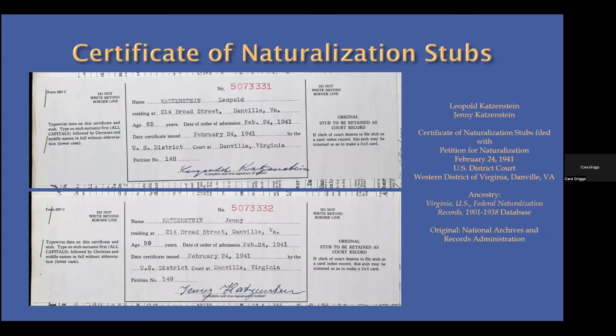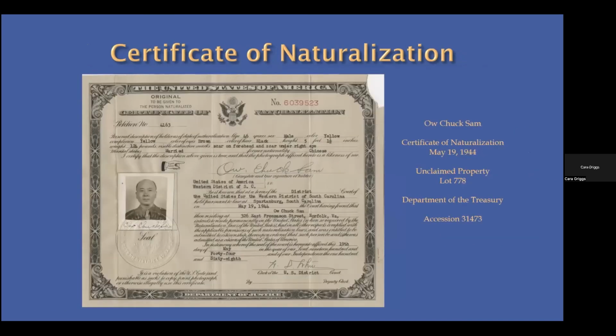Finally, certificate of naturalization stubs were filed with the other paperwork, and certificate of naturalization books issued by the government had perforated pages. The stub could remain in the book and the certificate given to the new citizen. I don't have a certificate for the Katzensteins, but they would be similar to the one that Alchek Sam was issued in 1944. These documents are generally found in USCIS C files or in collections of personal papers, since the certificate was given to the new citizen.